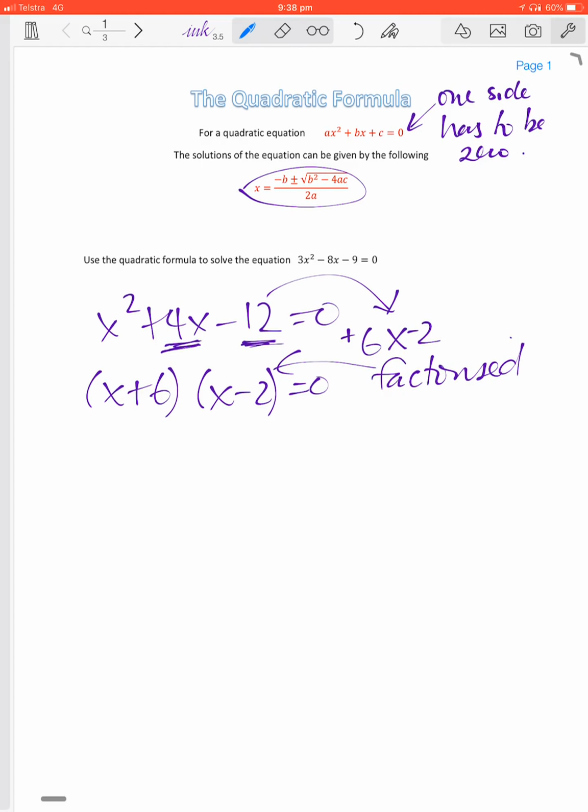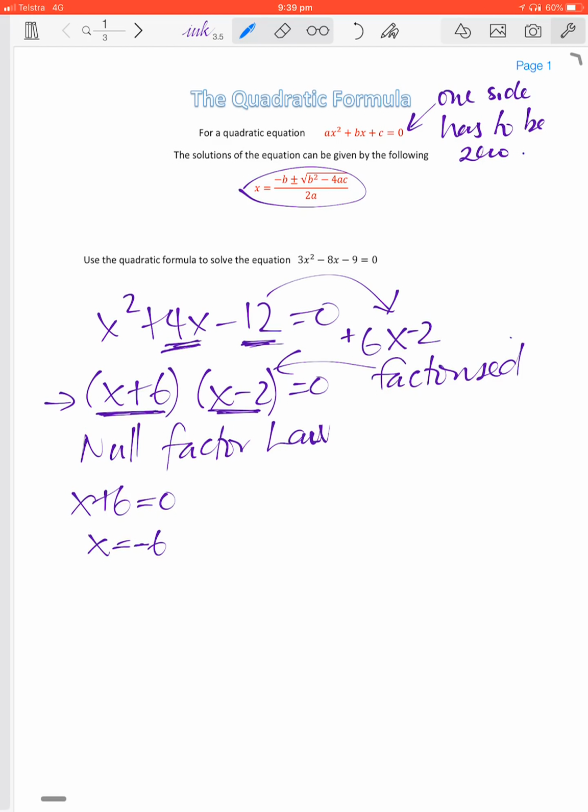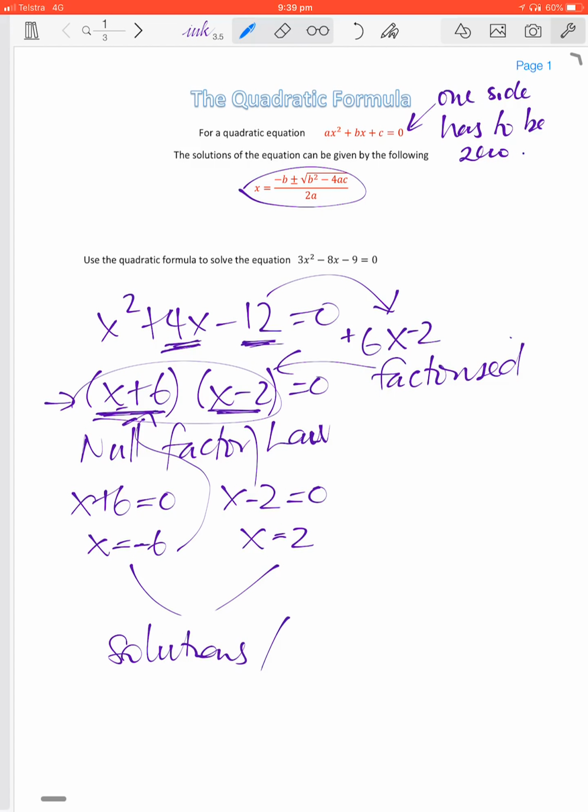However, if I said to solve the equation, we've got to use the Null Factor Law. And the Null Factor Law is either this bit here equals 0 or this bit here equals 0 for the whole side to equal 0. So if x plus 6 equals 0, x equals negative 6. So that means if I put negative 6 into this equation, this side will equal 0. The other thing is x minus 2 equals 0, so x equals 2. These are called solutions. We could also say they're roots or x-intercepts. They're all the same thing.